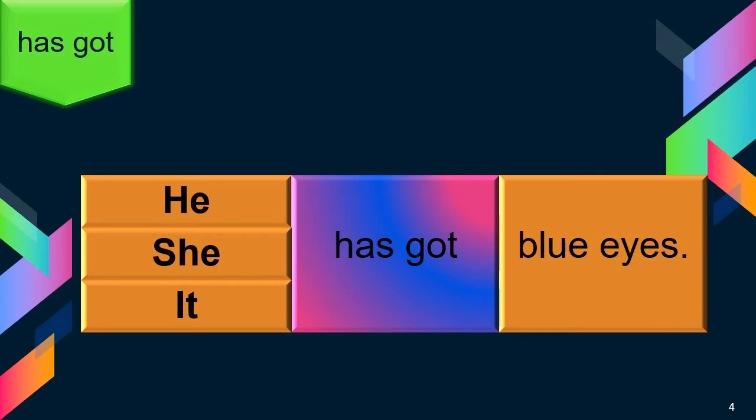Now let's look at the example. Can you read it for me? He has got blue eyes. He has got blue eyes. So இதோட அர்த்தம் என்ன மாணவர்களே? அவனுக்கு நீல நிற கண்கள் உள்ளன. So has got இருக்கின்றது. She has got blue eyes. She has got blue eyes. அவளுக்கு நீல நிற கண்கள் இருக்கின்றன.